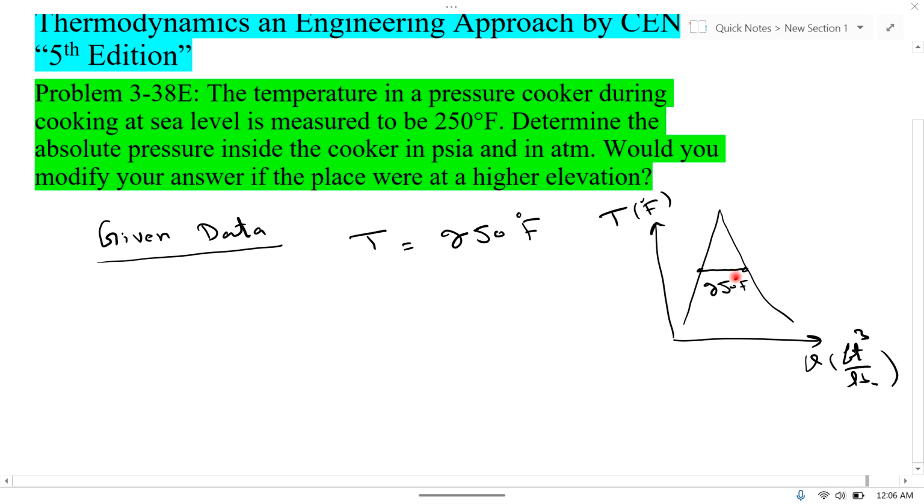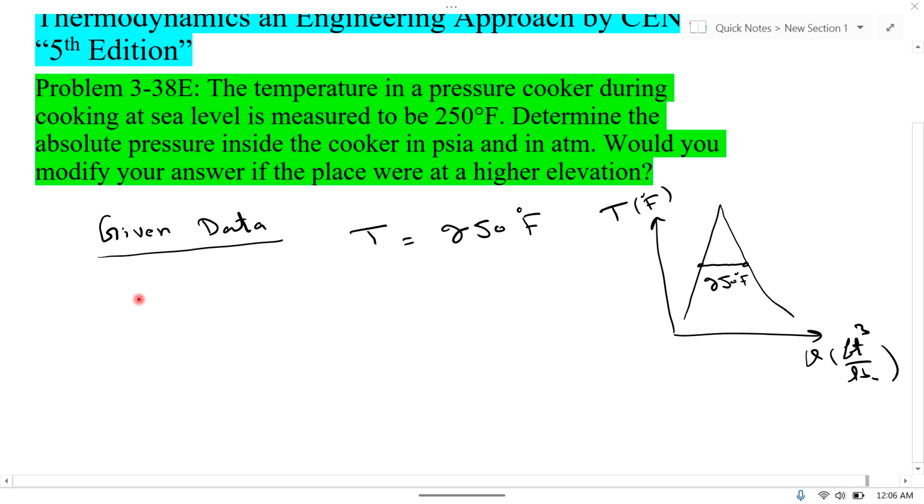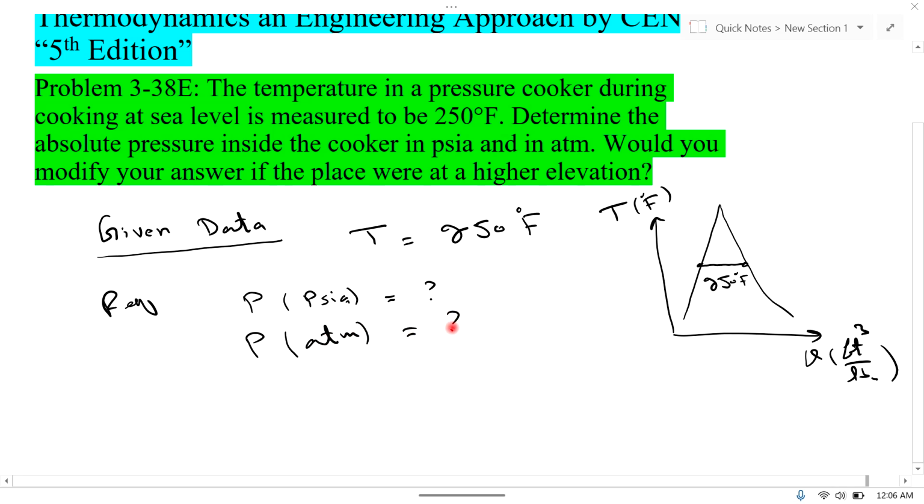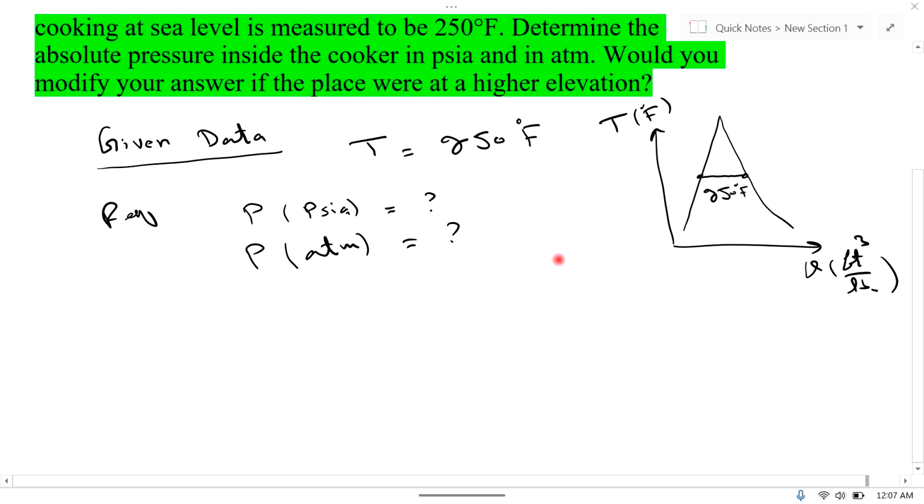So, determine the absolute pressure inside the cooker in psia and in atm. Required is to find the pressure in psia, where psi means pounds per square inch and a means absolute. Similarly, find the pressure in atm. First find the pressure in psia from the table, and secondly convert that pressure to atm.